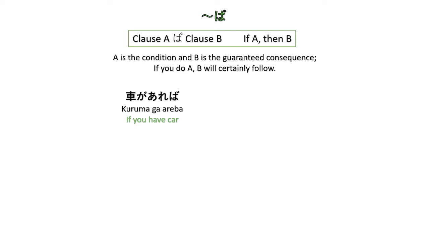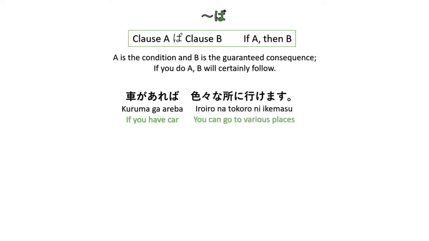For example, we have the sentence, Kuruma ga areba iro-iro na tokoro ni ikemasu. If you have a car, you can go to various places. So, areba comes from aru. Aru, are, areba.